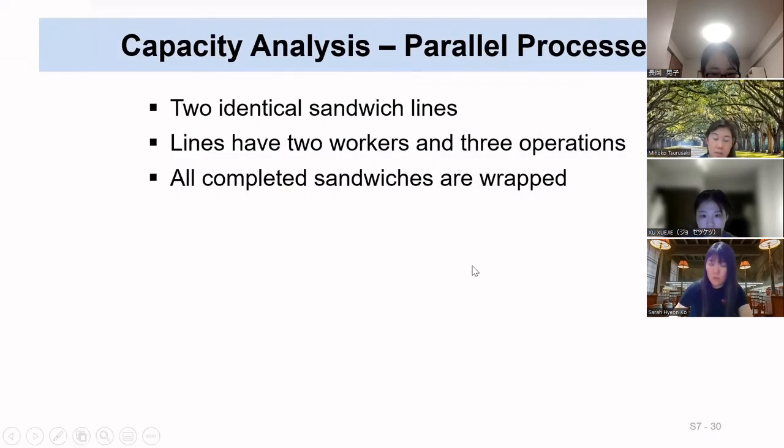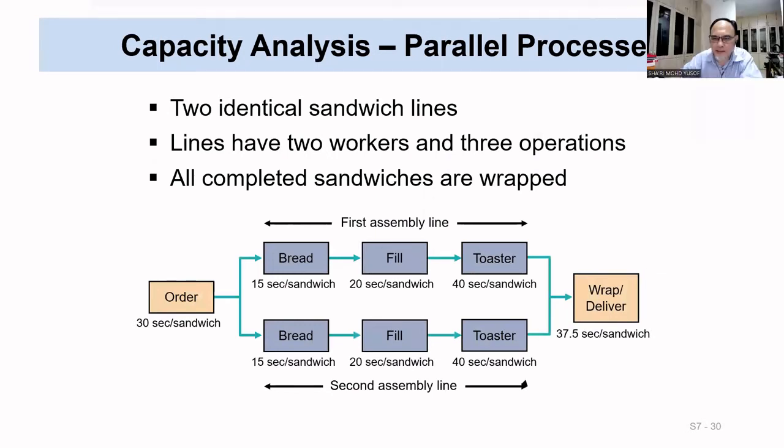Now I want to explain capacity analysis for parallel processors. Can you understand this? It works from left to right. Order, 30 seconds per sandwich. The top here is the first assembly line. This is the second assembly line. The bread, 50 seconds per sandwich, fill, toaster. This is one kind of bread, and this is another kind of bread, or probably the same bread because it has the same time. Then 15 seconds, 20 seconds, 40 seconds, and the delivery. The lines have two workers, with the first worker here.